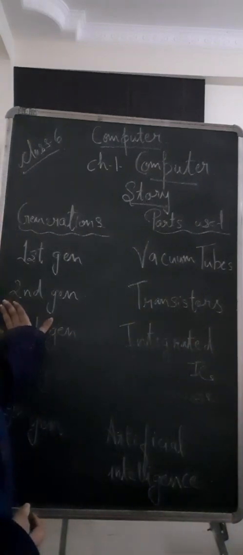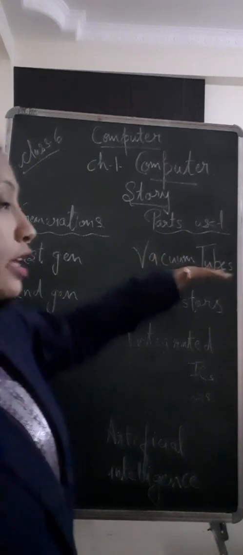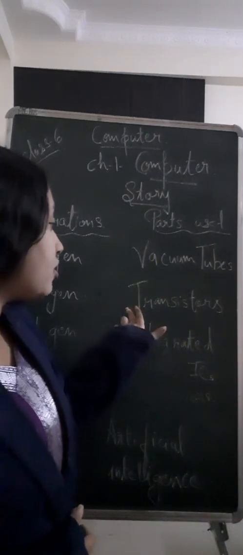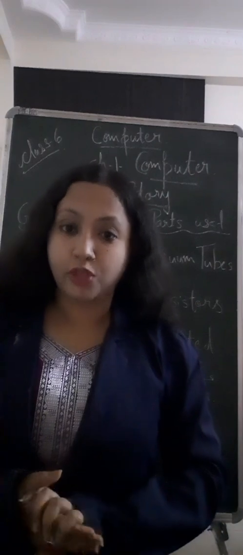Fine. Then your second generation, that means after your great grandparents, you might be having your grandparents, isn't it? Grandfather, grandmother. So we can say that is the second generation of computers. Vacuum tubes were very large in size. Then after that, children, transistors came. So transistors were a bit smaller in size as compared to vacuum tubes, isn't it?